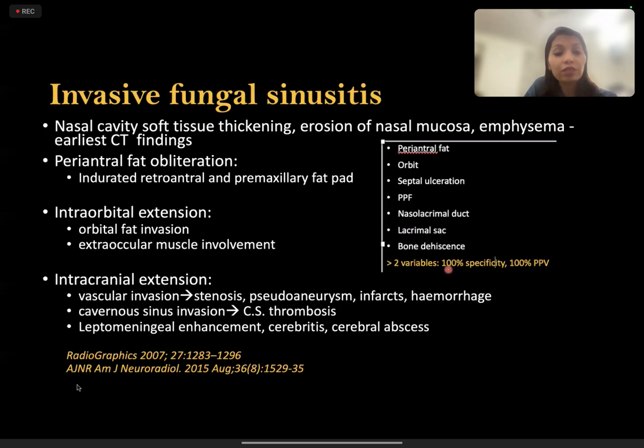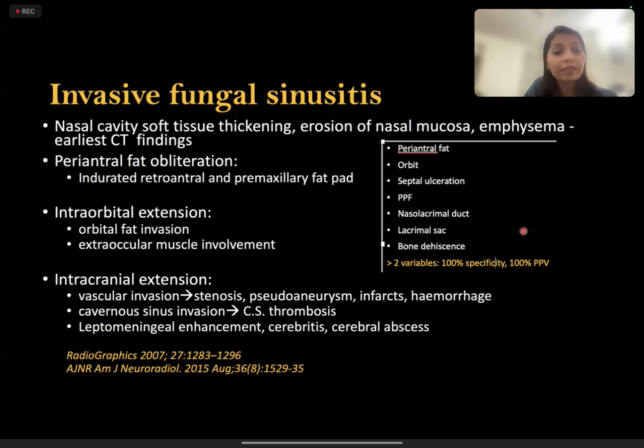So in a paper which I've quoted here, they showed that if more than two of these areas are involved, then that carries a high sensitivity, in fact 100% specificity and 100% positive predictive value for the diagnosis of invasive fungal sinusitis. So very important to be able to recognize this condition, and something that shouldn't be missed.